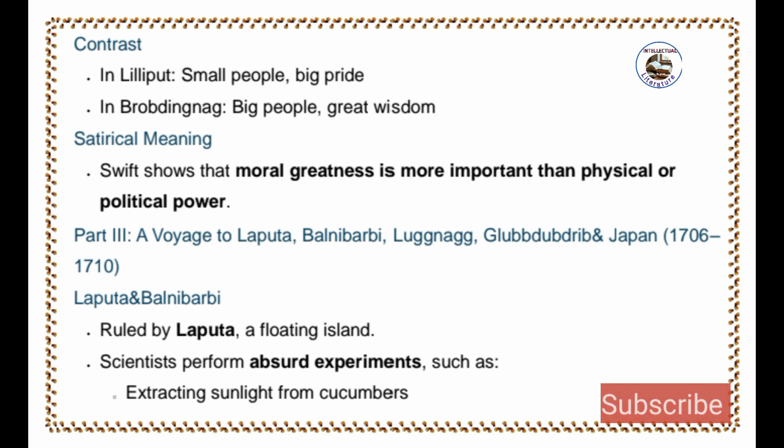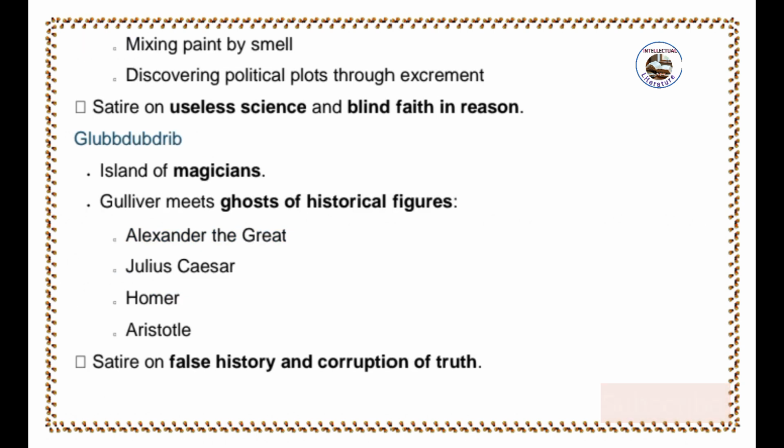Part 3. A voyage to Laputa, Balnibarbi, Luggnagg, Glubbdubdrib and Japan. The period from 1706 to 1710. Laputa and Balnibarbi: ruled by Laputa, a floating island. Scientists perform absurd experiments such as extracting sunlight from cucumbers, mixing paint by smell, discovering political plots through excrement, a satire on useless science and blind faith in reason.